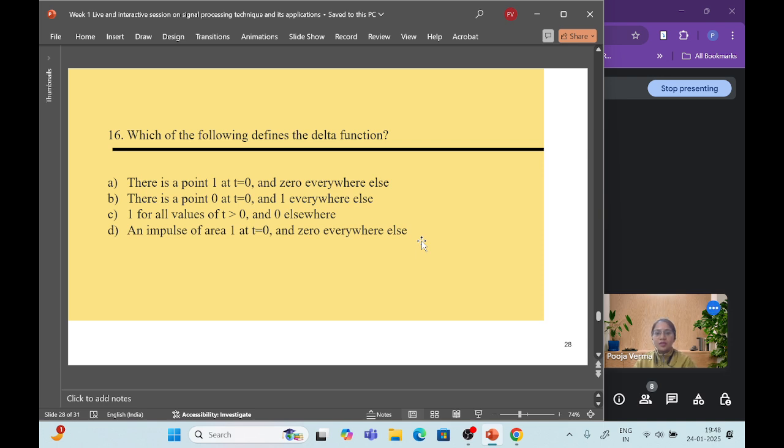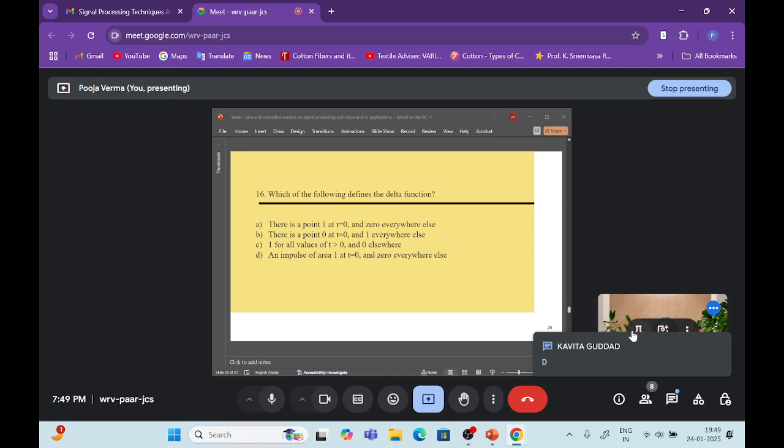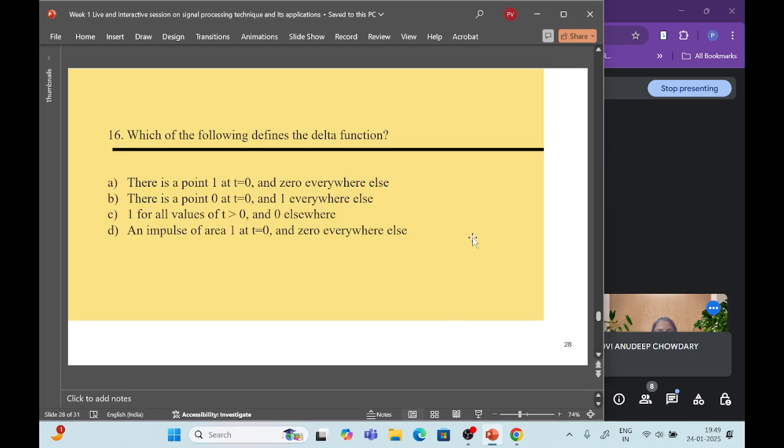So next question is, which of the following defines the delta function? Option A, there is a point 1 at t is equal to 0 and 0 everywhere else. Option B, there is a point 0 at t is equal to 0 and 1 everywhere else. Option C, 1 for all values of t greater than 0 and 0 elsewhere. Option D, an impulse response of area 1 at t is equal to 0 and 0 everywhere else. So just answer in the chat box. Yeah, option B is the correct answer.